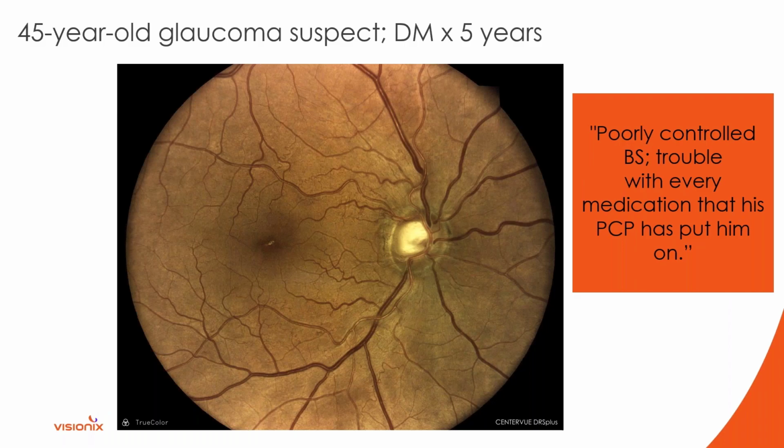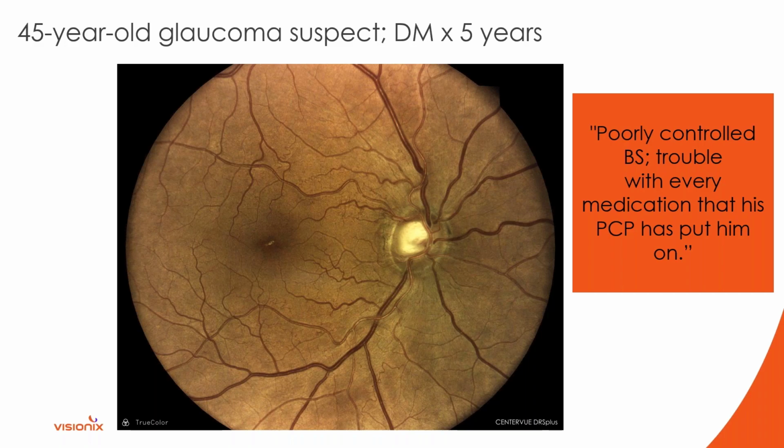This is a 45-year-old glaucoma suspect. You can see the optic nerve obviously is quite glaucomatous. Diabetic for 5 years. And he candidly reports to me that, Dr. Rodman, my blood sugar is not the best. Every medication that my doctor puts me on, I've had trouble with, and I'm sure that this sounds very familiar to all of you. These are really real problems that these patients have, and he's trying, but he's not doing the best job, and he recognizes it.